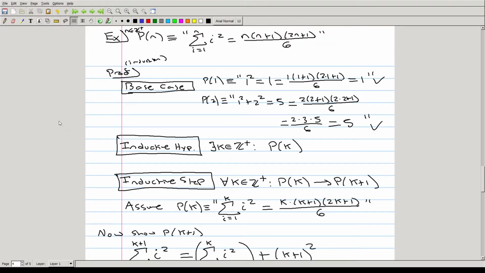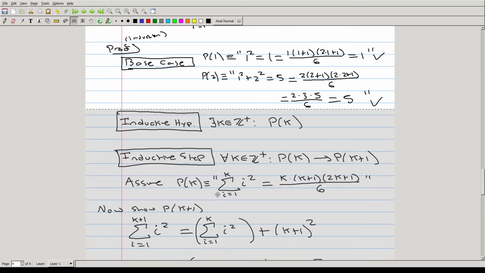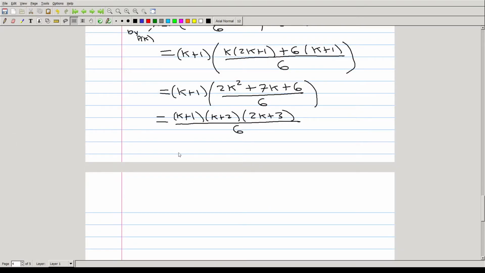And I only need a little bit more space here, so I'm going to make a little bit more space and try to finish this proof all on the same page. And this can be rewritten as k plus 1 times k plus 2, which is k plus 1 plus 1, times 2 times k plus 1 plus 1.